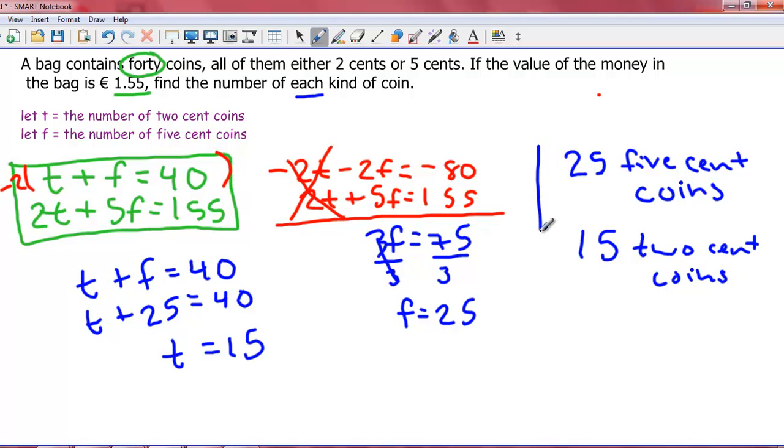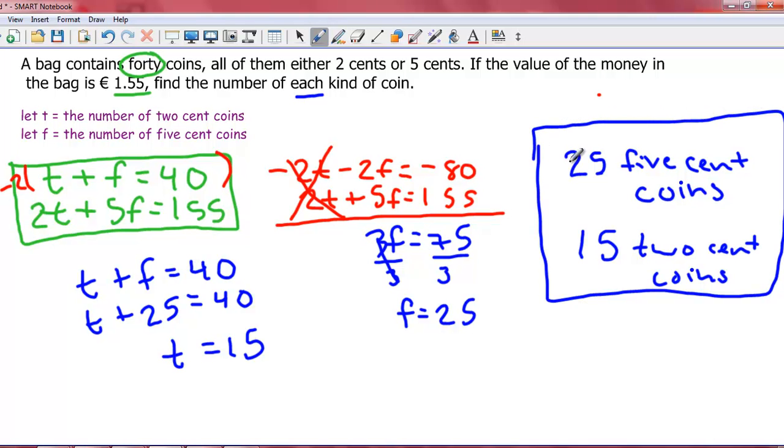It's always a good idea to check your answers as well. So how would we do that, Miss Andrews? Well, if we plug these two values back into both equations, we should still have true statements for both equations. That would be the best way to check. Good. Okay.